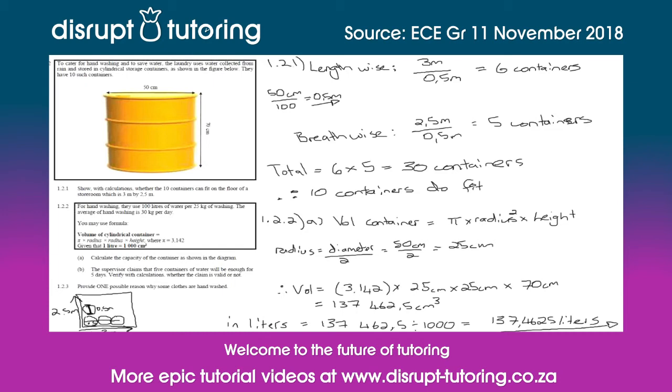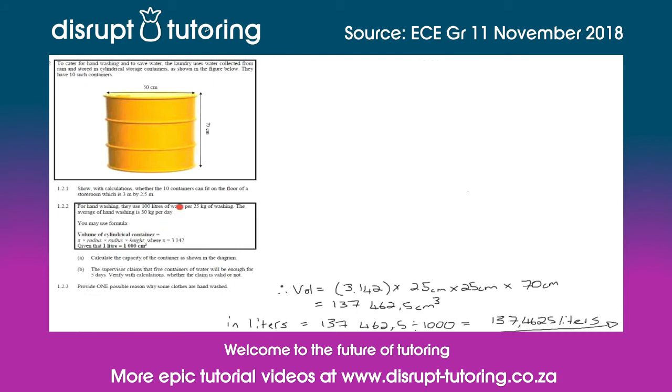For question A, I'm just going to erase some space so that we can go on to question B. Okay, so I made some space. I did leave this calculation at the bottom still because we're going to need this amount for question B, which I'll read out now. So the supervisor claims that 5 containers of water will be enough for 5 days. Verify with calculations whether this claim is valid or not.